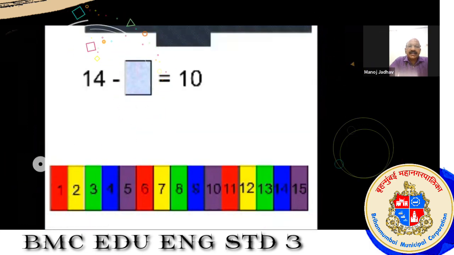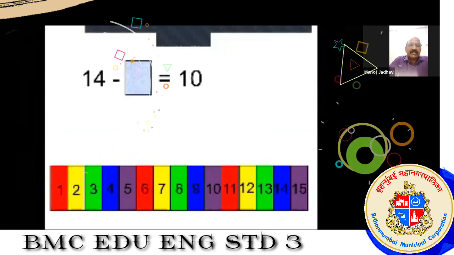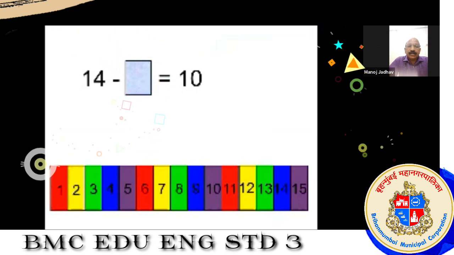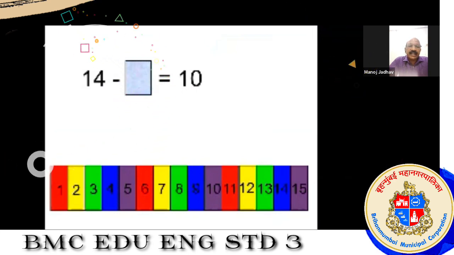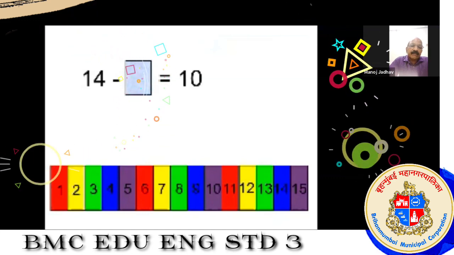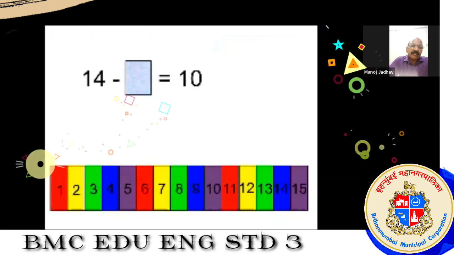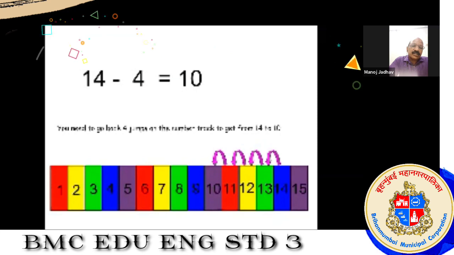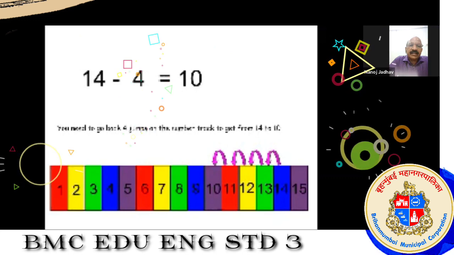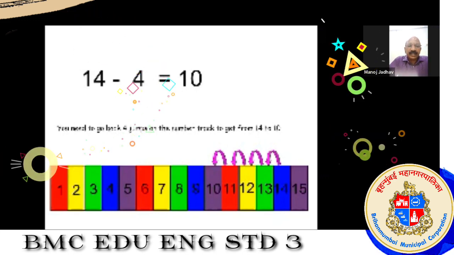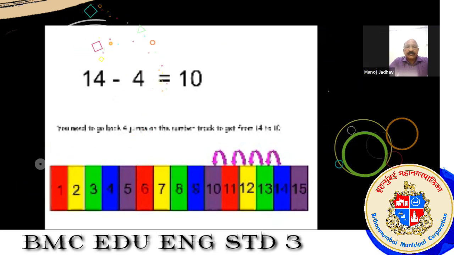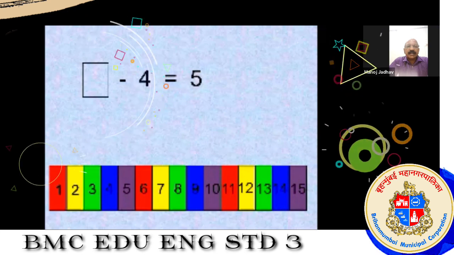14 minus, again empty box, and answer is 10. It means we are standing at 14. See, the color ladder is given below, color track is given, and we are standing at 14. And how many steps we have to take to reach 10? First step backward reaches at 13. One more step backward reaches at 12. One more step backward reaches at 11. And fourth step, we are reaching at 10. So 14 minus 4 is equal to 10. Okay, very good, very good. Good, children. See, next one more example.